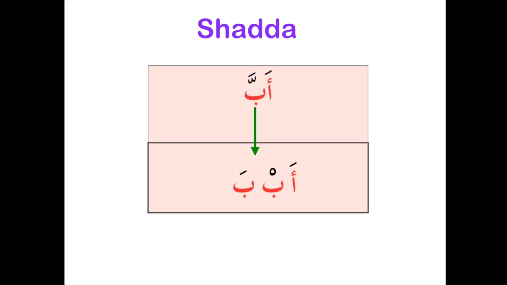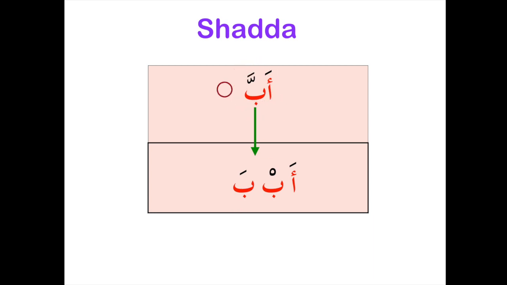Now let's have a look at a letter added in front of a letter with a shadda on it. We have here alif with a fatha, "a," then we have the ba with the shadda. I've expanded it to show you that the first one would be the ba with the sukoon, the second one the ba with the fatha. So here we would say "ab" and then "ba": "abba."